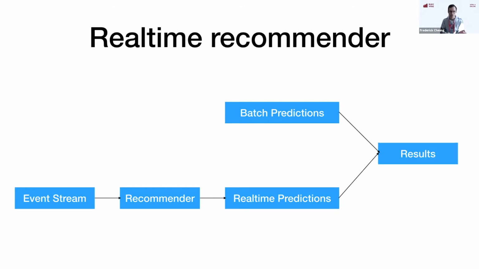So you combine both your batch predictions and your real-time predictions. Sometimes people call this a batch layer and a speedy layer. This is a very, very common pattern that we decided to implement as well.